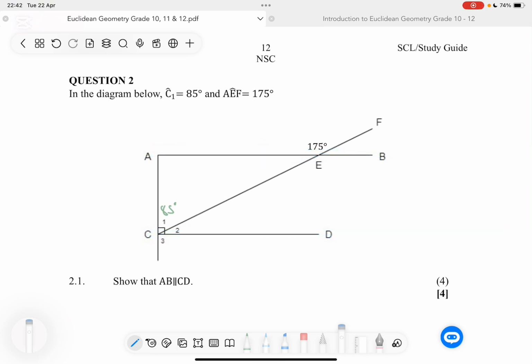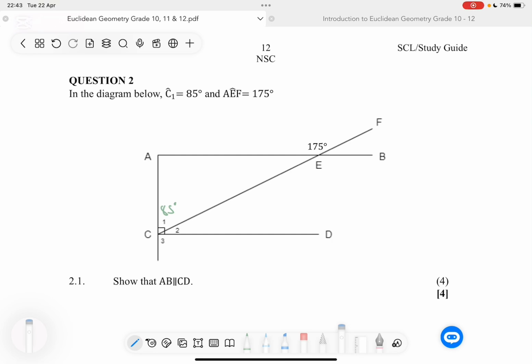Now, there are three ways in which one can prove that lines are parallel. The first way is to prove that the corresponding angles are equal. The second way is to prove that the co-interior angles are supplementary. And the third way is actually to prove that the alternate angles are equal. So basically, you look for an F shape, a U shape, or a Z shape. Any of those ways will assist.